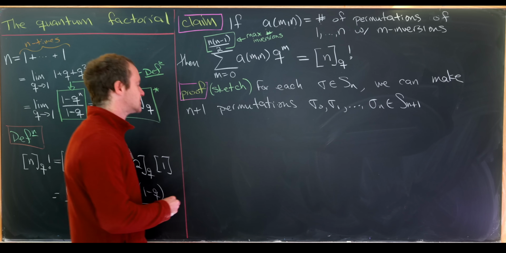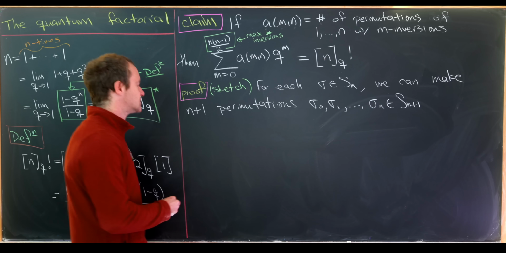So that means that sigma 0 will have the same number of inversions as our original sigma. Sigma 1 will increase the number of inversions by 1, all the way down here to sigma n, which will increase the number of inversions by n. So we could maybe track that as follows. So plus 0 inversions, plus 1 inversion, all the way down here we have an extra n inversions. Okay. So now, keeping that in mind, we're ready to write down the rest of the proof.